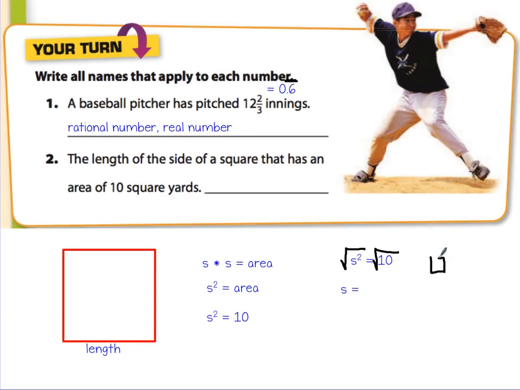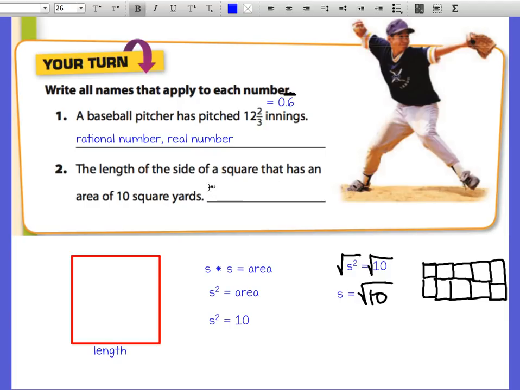Look at it this way. 1, 2, 3, 4, 5, 6, 7, 8, 9, 10. That gives me a rectangle that is not a perfect square. So I know that since it's not a perfect square, this number is going to go on forever, making it irrational. And since it's irrational, it's also a real number, because all irrational numbers are real.